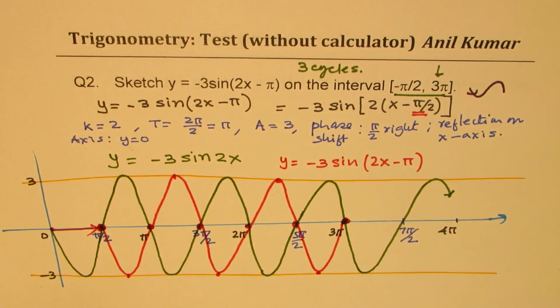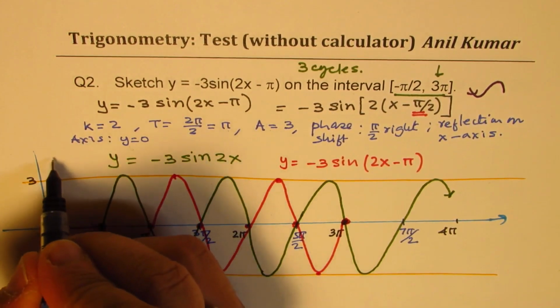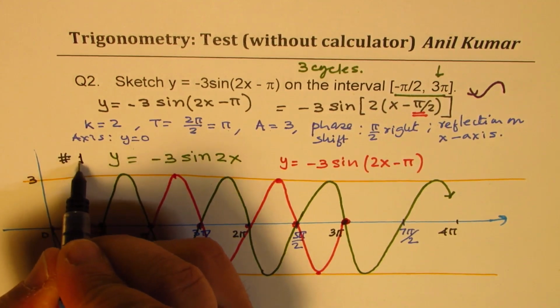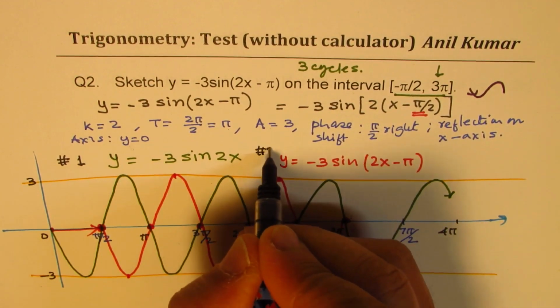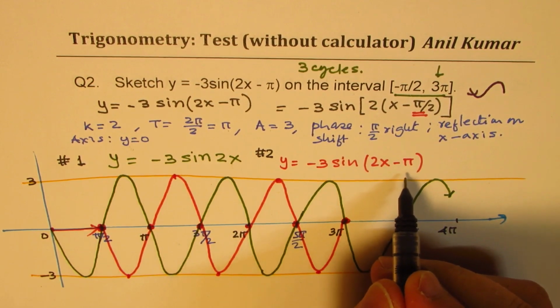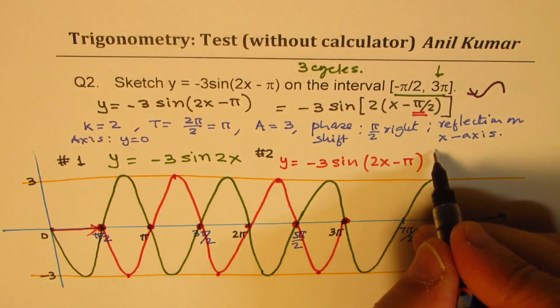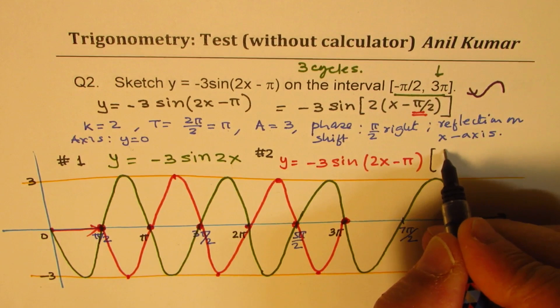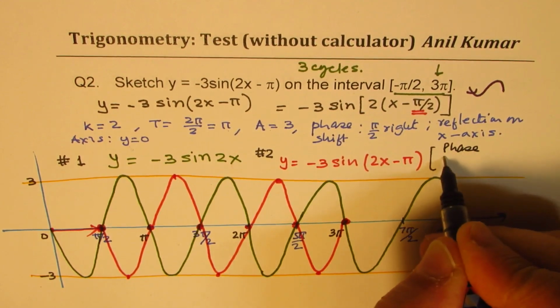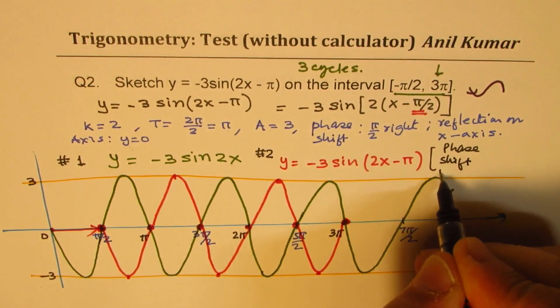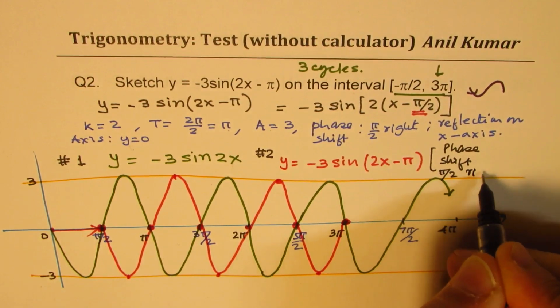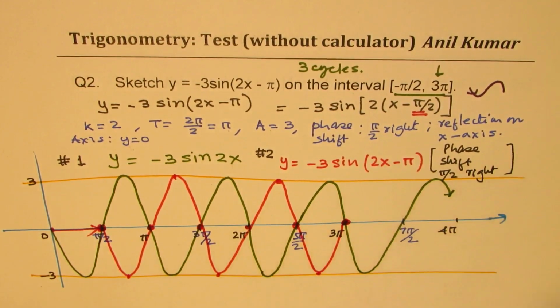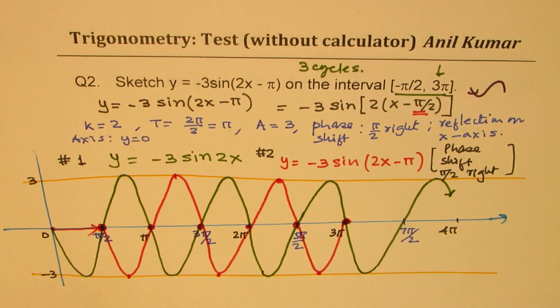Does it make sense to you? Correct? That is the simplest way of sketching the curves. My suggestion here is always use 2 steps. That is our step number 1, and this is the final step number 2, where we incorporate the phase shift. Here we have a phase shift of pi by 2, right? Perfect. That is how you're going to do it.